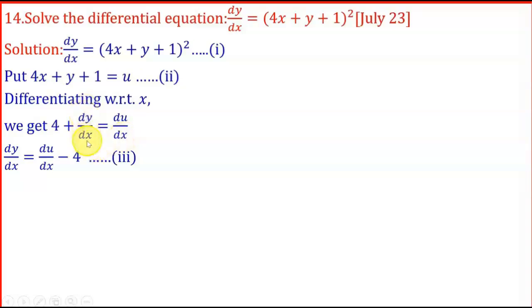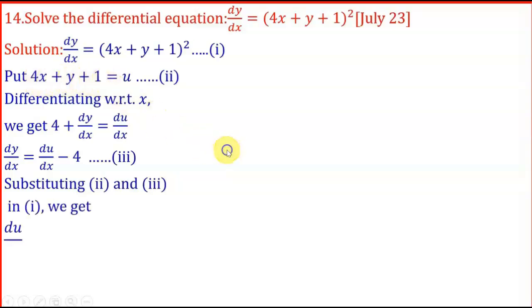What is the value of dy by dx? dy by dx is equal to du by dx minus 4. Now substitute here the value of dy by dx and 4x plus y plus 1. Okay, then equation number 1 becomes du by dx minus 4 is equal to u square. Therefore du by dx, shift this minus 4 to the right hand side, it will become plus.